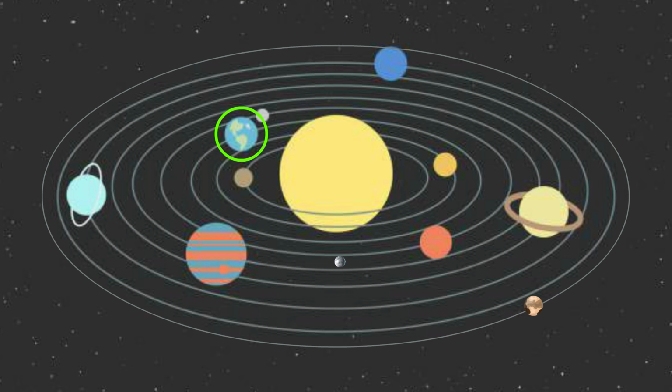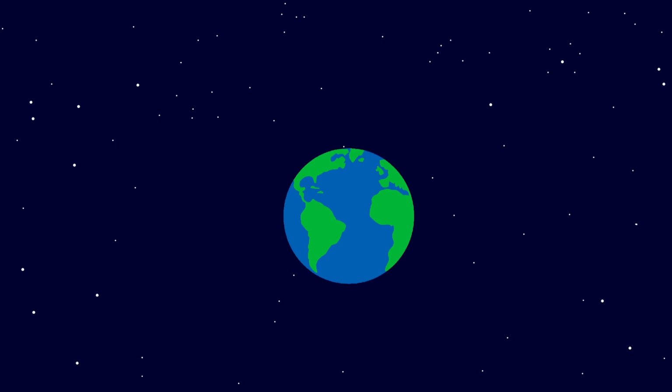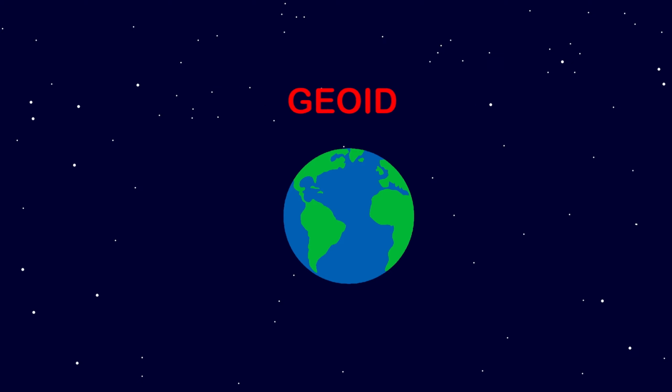The Earth is the 3rd nearest planet to the Sun. In size, it is the 5th largest planet. It is slightly flattened at the poles. That is why its shape is described as a geoid. Geoid means an Earth-like shape. Geoid is a form that resembles the Earth.